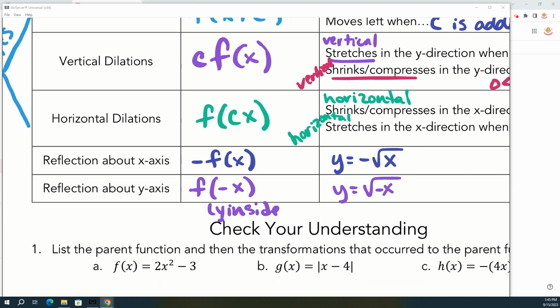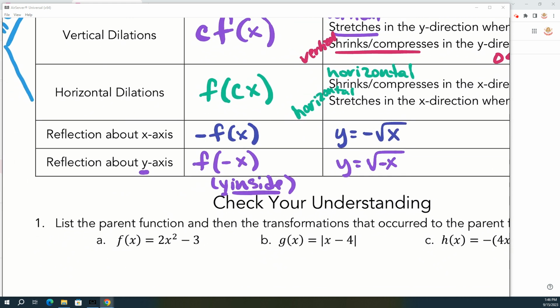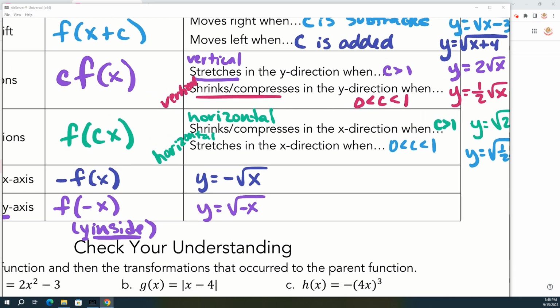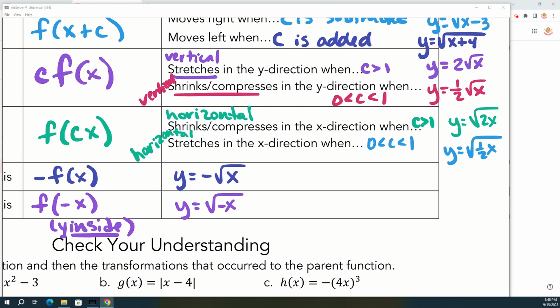So y and then inside helped her remember it. And I still think about that whenever I'm trying to remember which is which. So it's one more thing to remember, a little trick. The inside lies, and then for the reflection on the y-axis is on the yin side. If you go to horizontal shrink, the equation you use for horizontal shrink, I have y equals the square root of 2x.